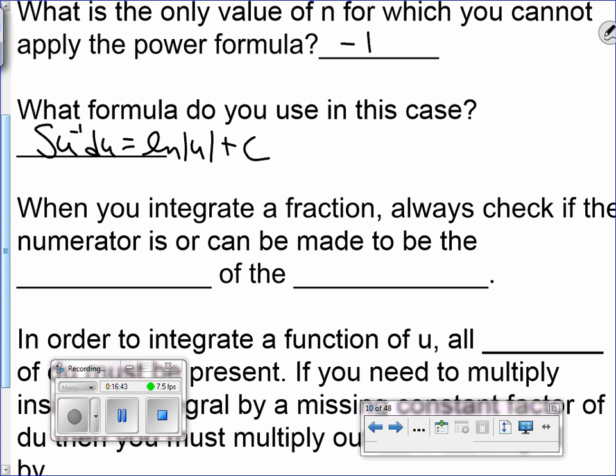When you integrate a fraction, you always want to check if the numerator is or can be made to be the derivative of the denominator. Because if it is, you'll have a du over u.